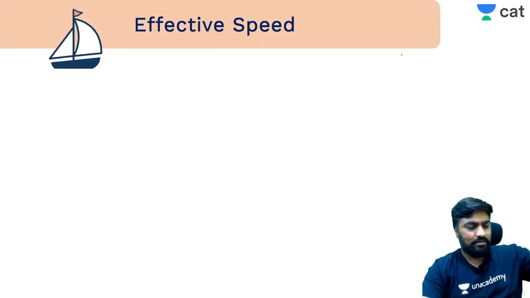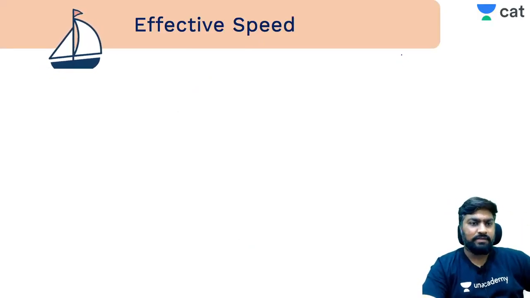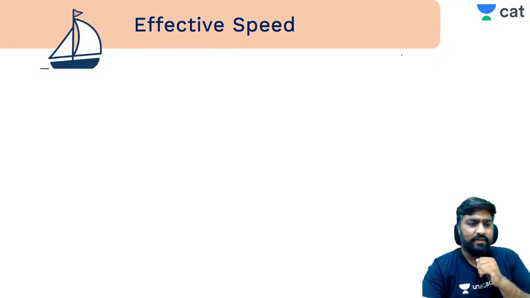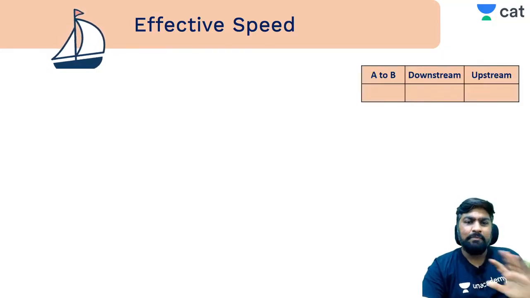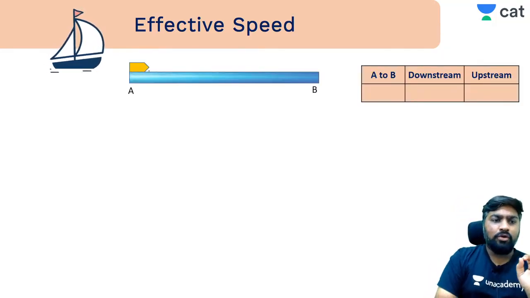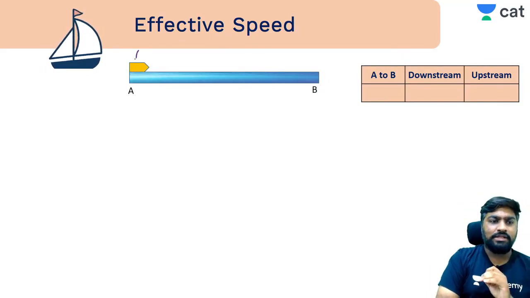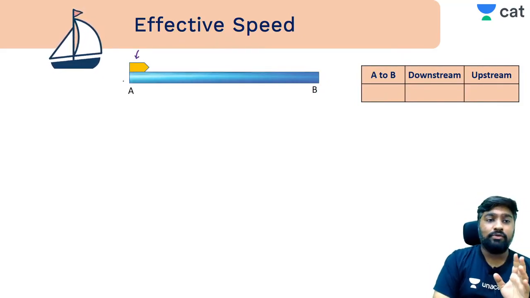Chalo, let's leave relative speed. Let's focus on effective speed now. Let's understand what happens under effective speed. Let's take a simple example: a boat. Let's say this is a boat. I know this is a very poorly drawn boat, but this is a boat, okay?